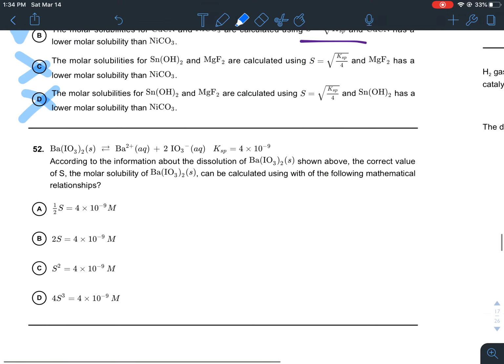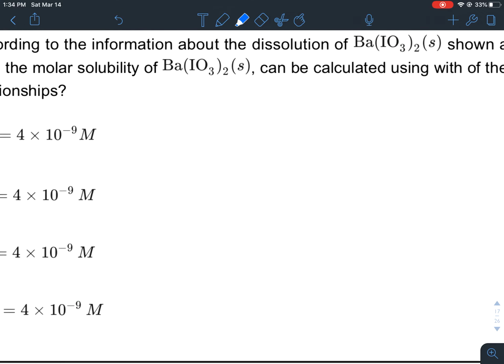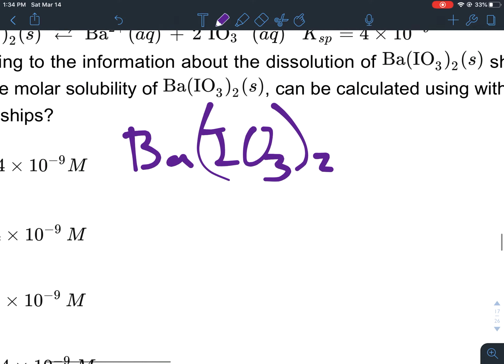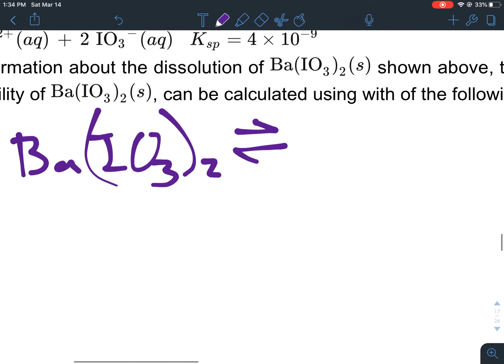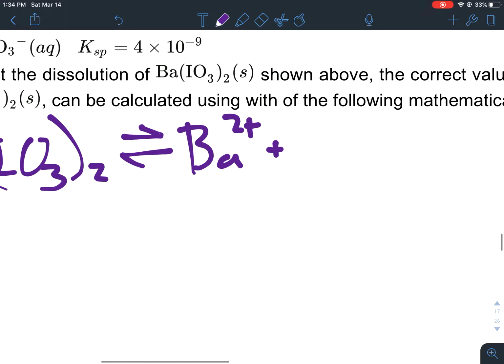All right, let's get to 52. Barium iodate. You have barium, 2 iodates, the Ksp is that. According to the information about the dissolution of barium iodate shown above, the correct value of S, the molar solubility of Ba(IO3)2, can be calculated using which of the following mathematical expressions? Okay, so let's do the Ba(IO3)2. We have barium iodate, this is to the 2, which is going to yield Ba2 plus and IO3 minus, and there are 2 of these.